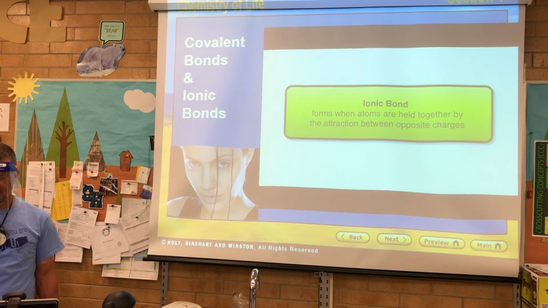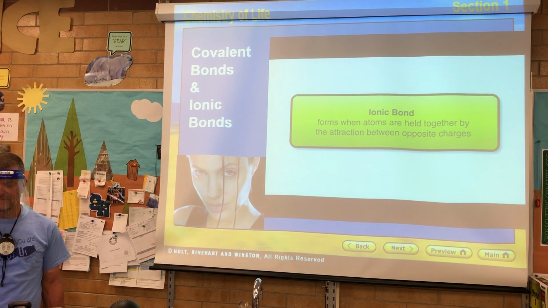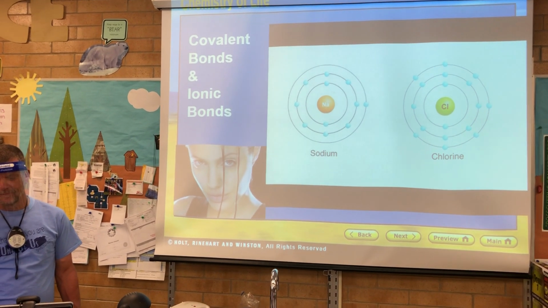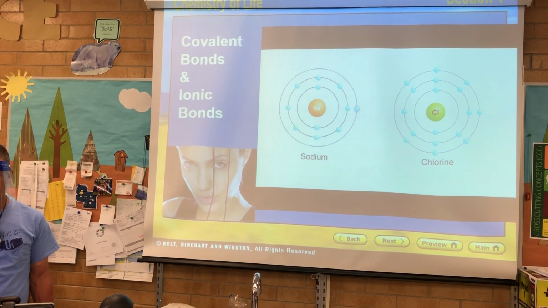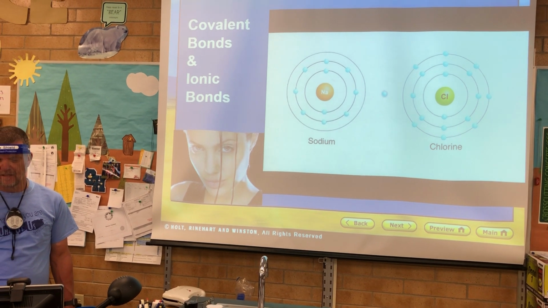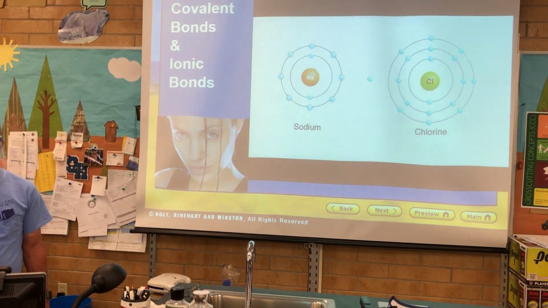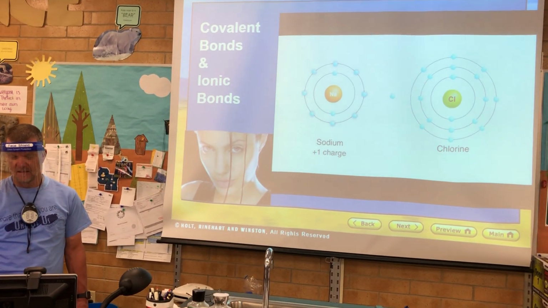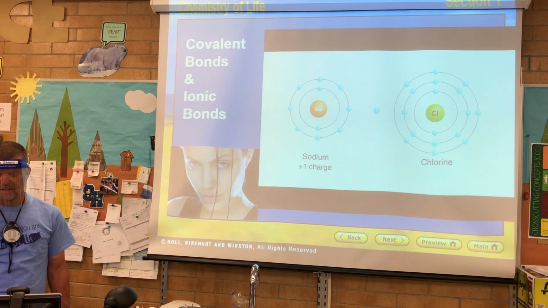An ionic bond forms when two atoms are held together by the attraction between opposite charges. The reaction between sodium and chlorine atoms is an example of how an ionic bond is formed. Since sodium has only one electron in its third shell, it has a tendency to give up that electron. Once it does, the remaining outer shell contains 8 electrons. This loss of an electron gives sodium a slightly positive charge. Chlorine, on the other hand, tends to gain an electron.